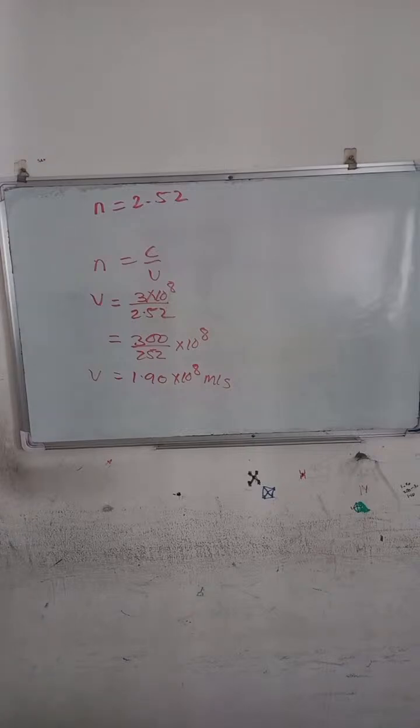Velocity, meaning speed, is what gets decreased when light enters into the diamond. Getting this? So they will ask this for 2 marks. Then you have to write the reason and solve this question.